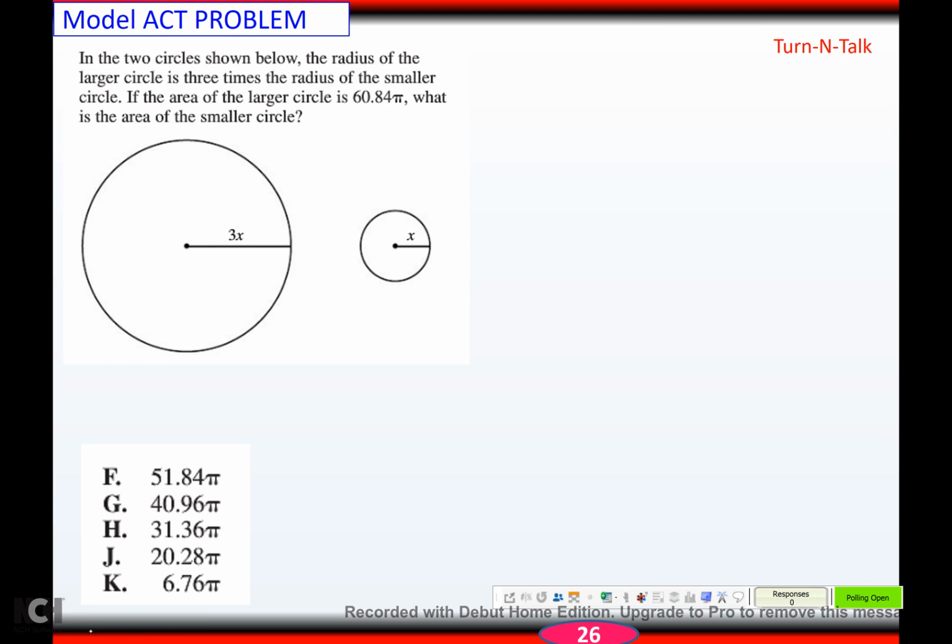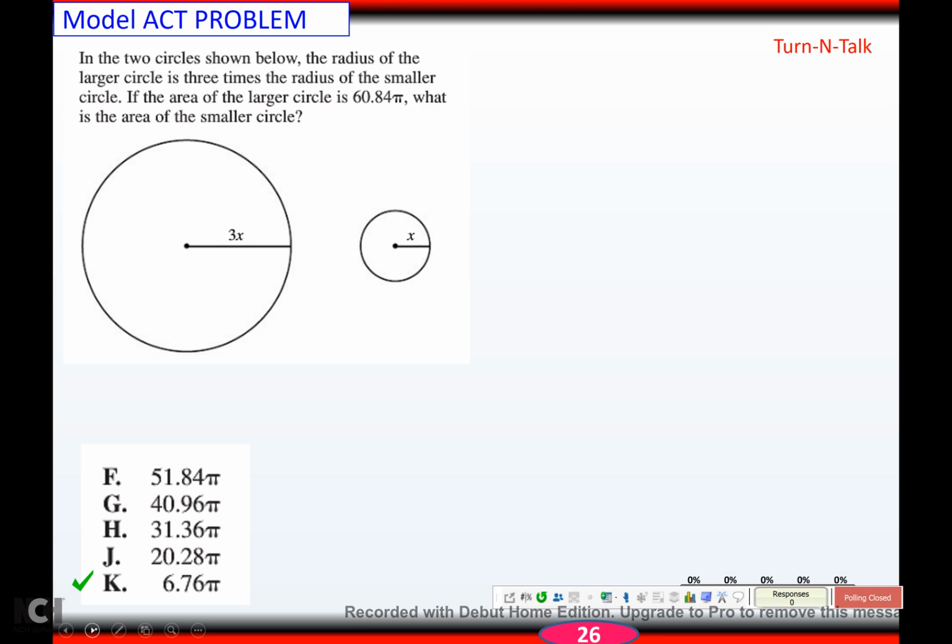All right, try this one. Hit pause. Come back when you're ready. And hopefully you get K. In the two circles shown below, the radius of the larger circle is 3 times the radius of the smaller circle. If the area of the larger circle is 60.84 pi, what is the area of the smaller circle?